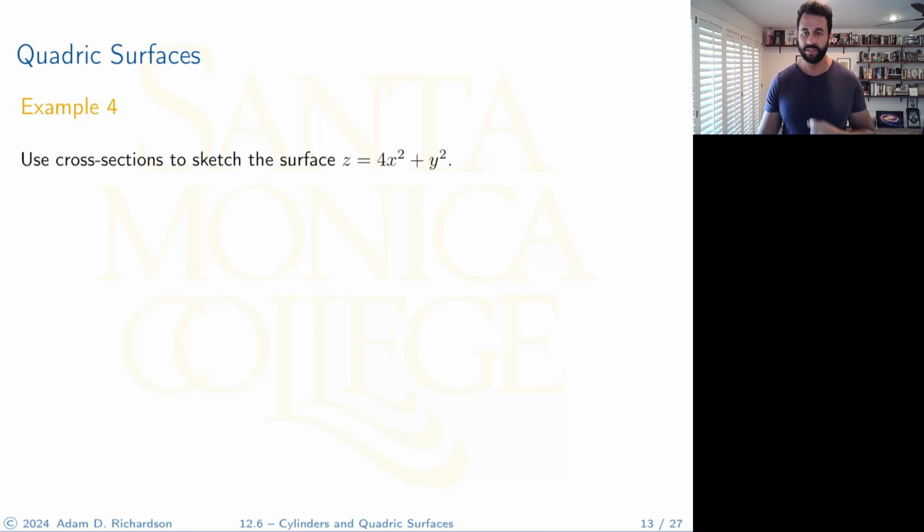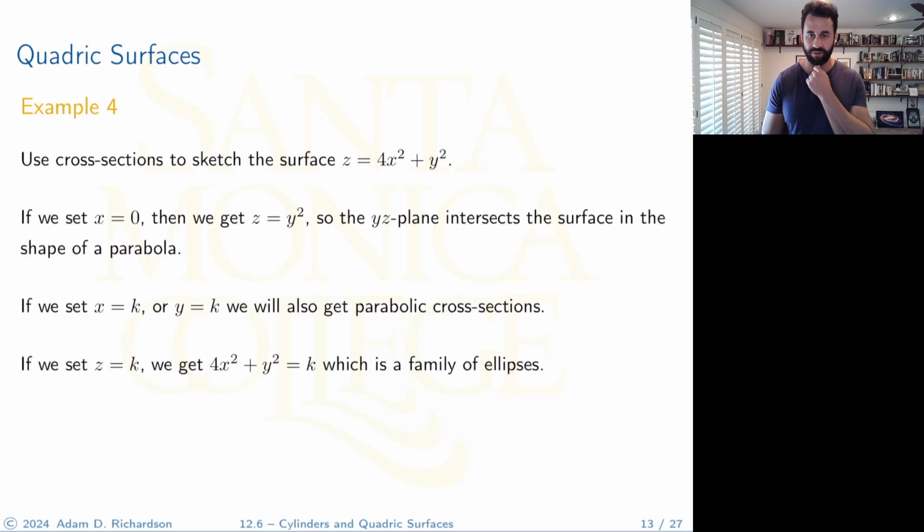All right, here we go. So, well, let me see. What do I start with? X's. So I mess with the X's first. So if you set X equal to 0, you get Z equals Y squared. That's a parabola. So in the YZ plane, you got a parabola.